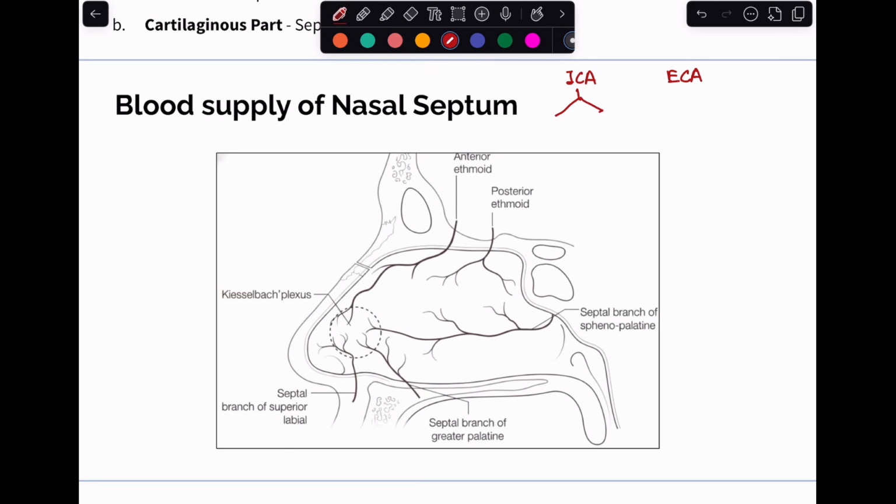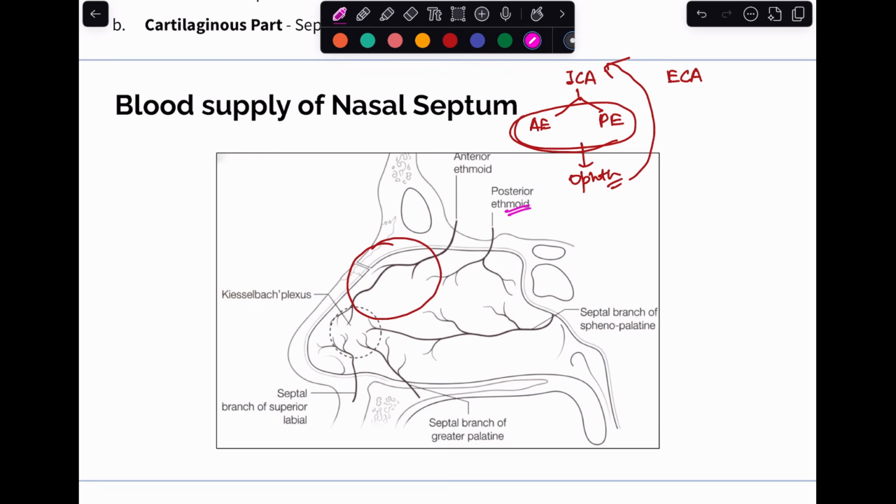We have two arteries coming from here: the anterior ethmoidal artery and the posterior ethmoidal artery. If you look at the image over here, the first one is the anterior. Both of these arteries are branches of the ophthalmic artery, and the ophthalmic artery is a branch of the internal carotid artery. So the ophthalmic artery gives two branches over here, anterior ethmoid and posterior ethmoid. The anterior ethmoid artery supplies the anterosuperior part of the septum, whereas the posterior ethmoid artery supplies the posterosuperior part of the septum, as you can see in the image.